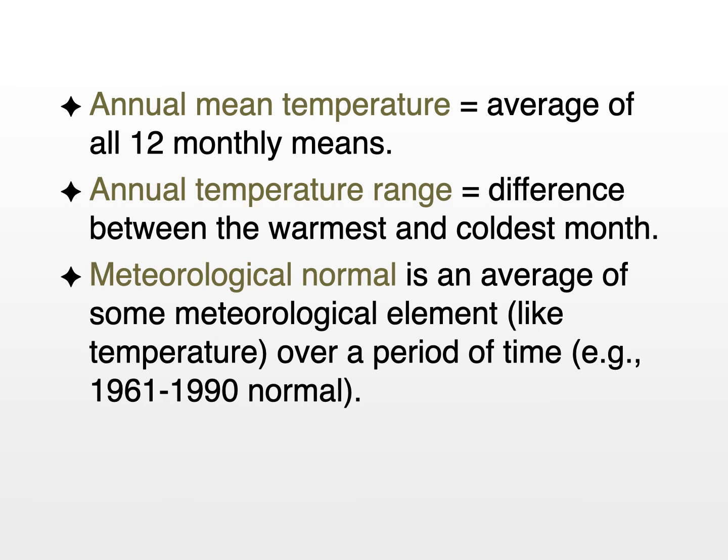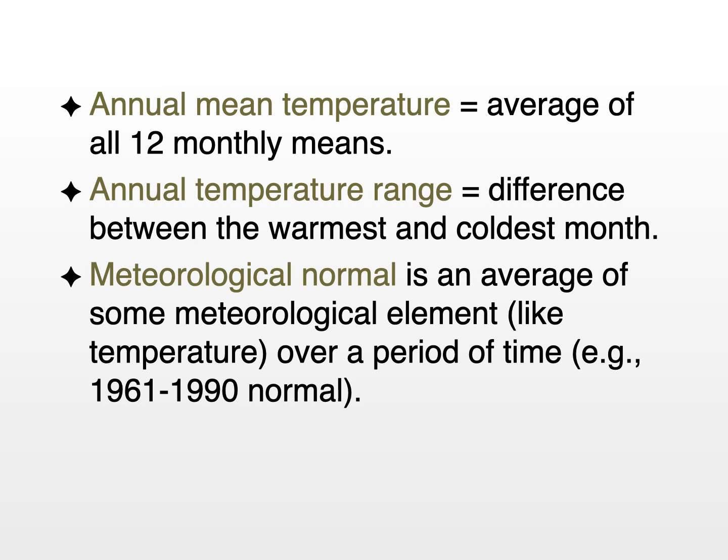A meteorological normal is an average of some meteorological element, like temperature or precipitation, over a period of time. And the preferred time period for meteorological uses is 30 years. And the normals move every 10 years. So for example, if we were measuring temperature, let's say in the 1990s, like 1992, we would use the normal from 1961 to 1990 as a standard.